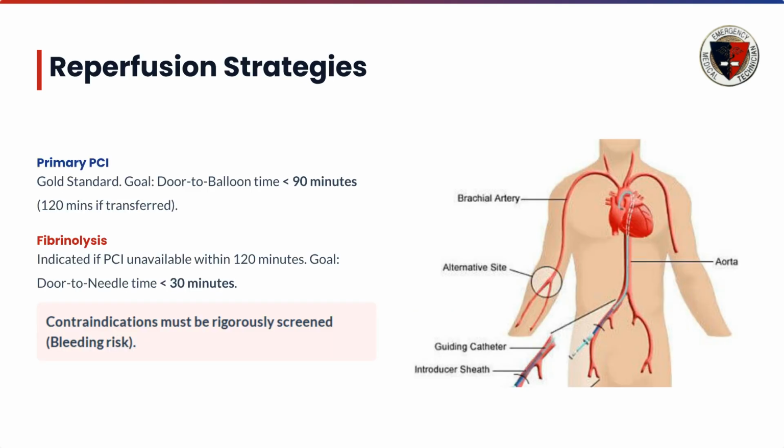Reperfusion strategies prioritize primary PCI, the gold standard, with a goal of a door-to-balloon time of less than 90 minutes. Fibrinolysis is an alternative if PCI is unavailable within 120 minutes, aiming for a door-to-needle time of less than 30 minutes. Contraindications for fibrinolysis, especially bleeding risk, must be rigorously screened.